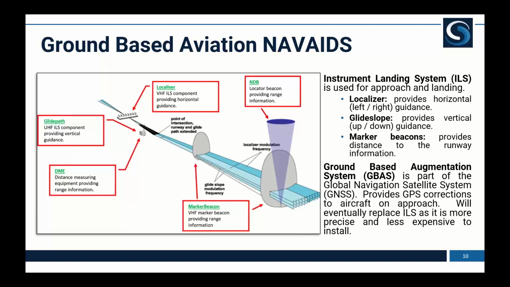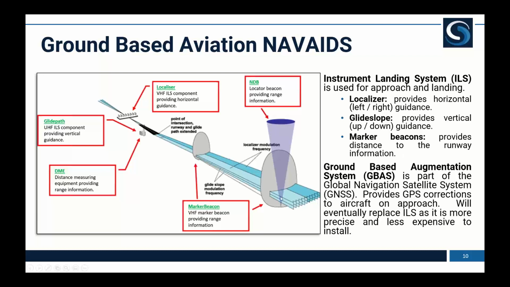So we're also going to focus a lot today on the instrument landing system. An instrument landing system is composed of multiple components, but the three principal ones that we're going to focus on today start with the localizer. The localizer is a component of the ILS that provides left to right guidance for the aircraft.